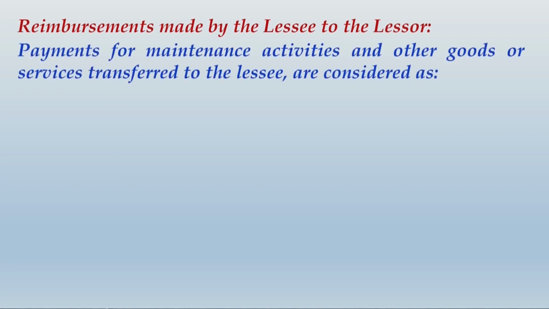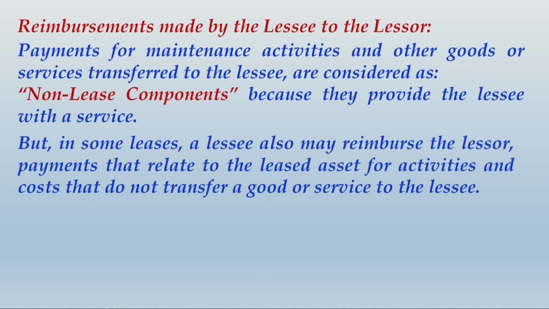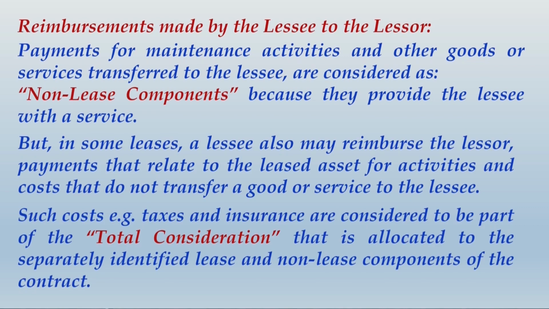Payments for maintenance activities and other goods or services transferred to the lessee are considered non-lease components because they provide the lessee with a service. But in some cases, a lessee may also reimburse the lessor for payments that relate to the leased asset, for activities and costs that do not transfer a good or service to the lessee. Such costs, for example taxes and insurance, are considered to be part of the total consideration that is allocated to separately identified lease and non-lease components of the contract. So friends, please write up this whole thing and then we shall move ahead.